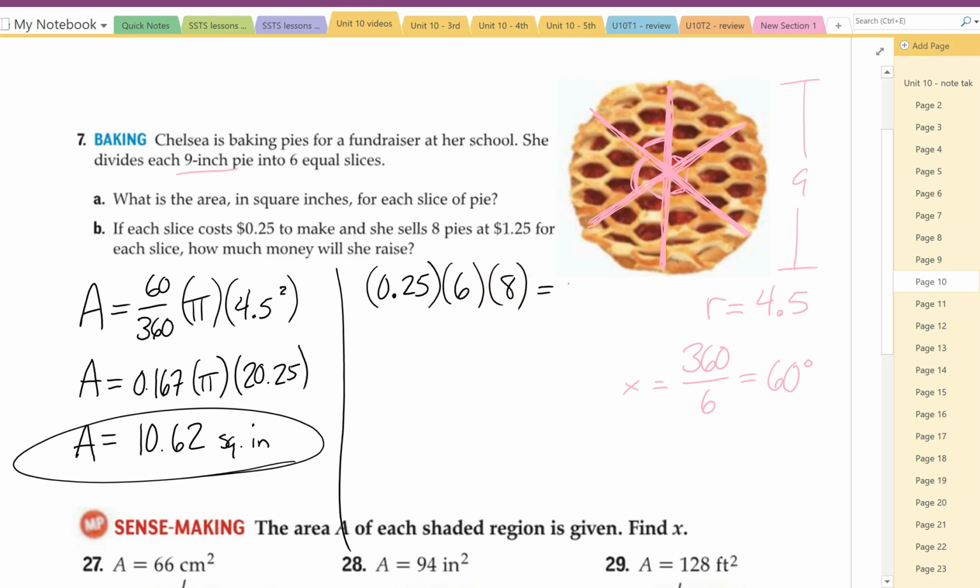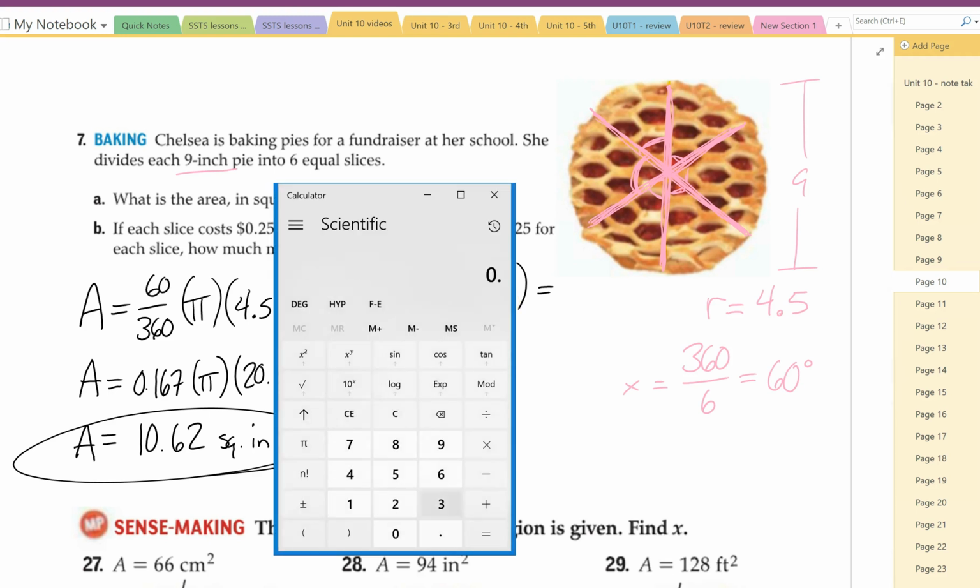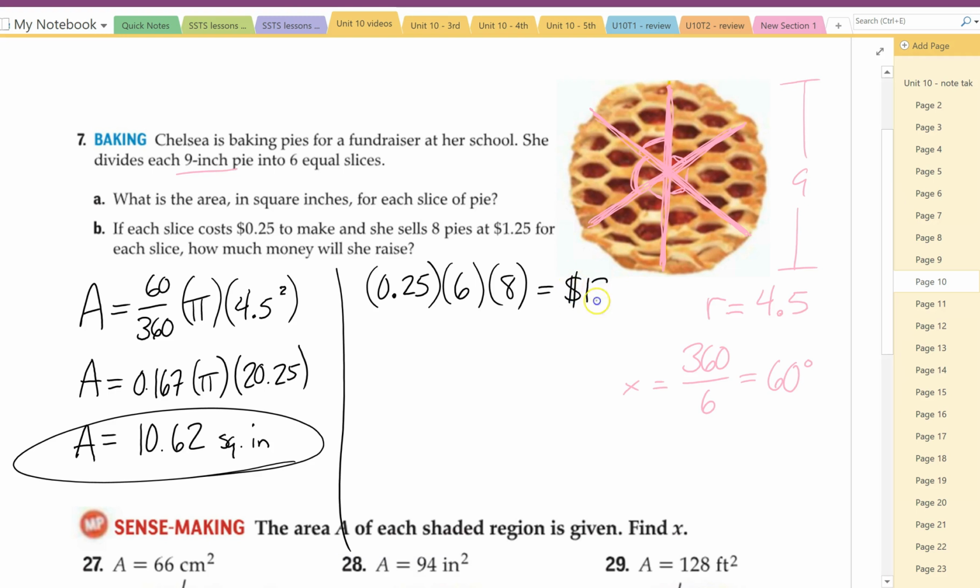This is how much it's going to cost her to make those 8 pies. It costs her $0.25 for every slice of pie, and she's making 8 pies. So I'm going to do 0.25 times 6 times 8. So it costs her $12 to make her 8 pies. So that's her cost. If I want to know what her profit is, I need to figure out how much she actually made. The difference between what she made on the pies and how much it cost her to make the pies, that's going to be what her profit is.